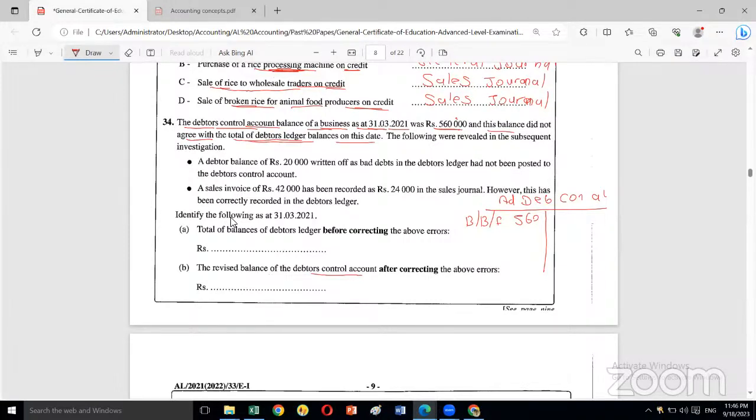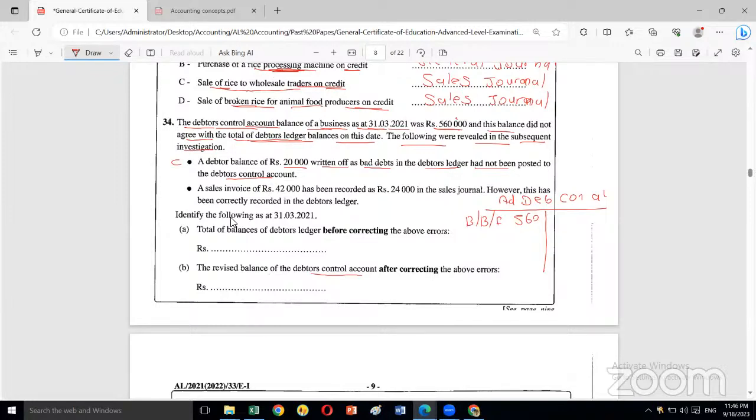So it does not agree with the debtors list balance. The following were revealed in the subsequent investigation. Now we'll see what the errors are. First of all, I have to see whether it's affecting the control account balance or the list balance. The debtors balance of rupees 20,000 written off as bad debts in the debtors ledger had not been posted to the debtors control account. Here they made the error only in the control account. They didn't make any error in the list.